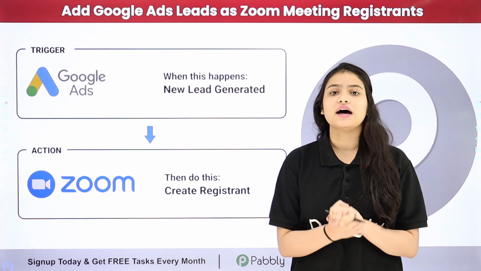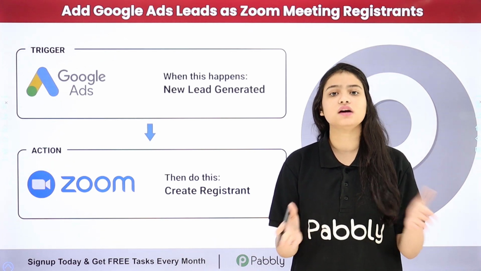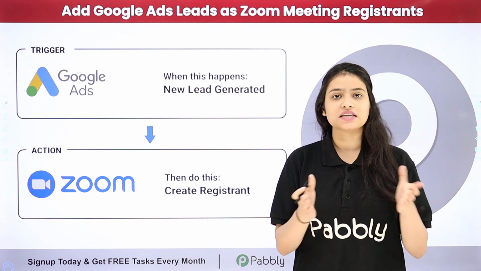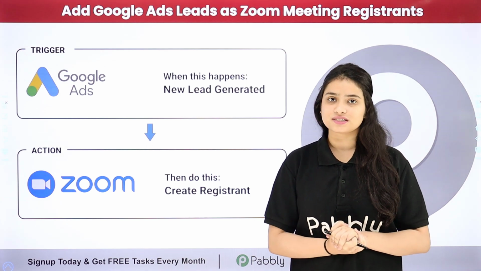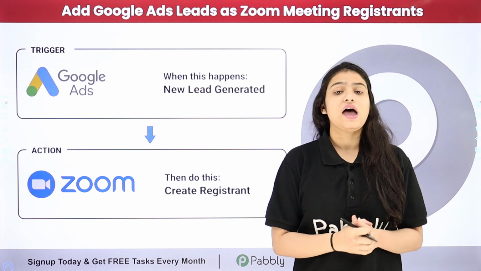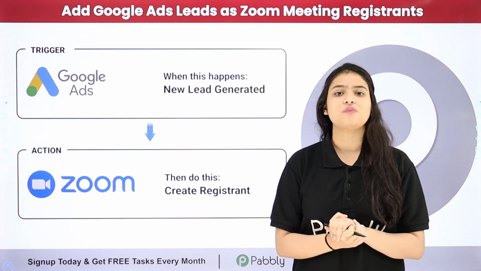My objective is that as soon as an interested client or a lead visits my ad campaign and submits the lead gen form in Google Ads, I want to add that person as a registrant in my Zoom webinar. So how are we going to automate this entire process? For this, we will have to set up the connection between Google Ads and Zoom, and we are going to do that without any coding or programming skills, simply with the help of Pabbly Connect.